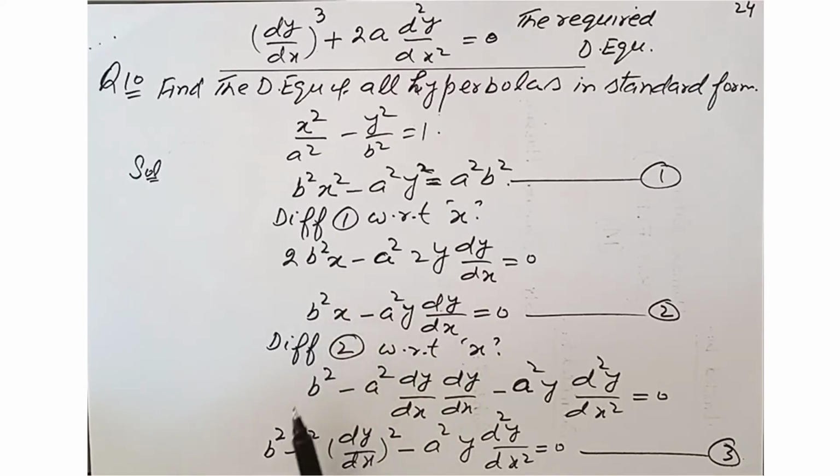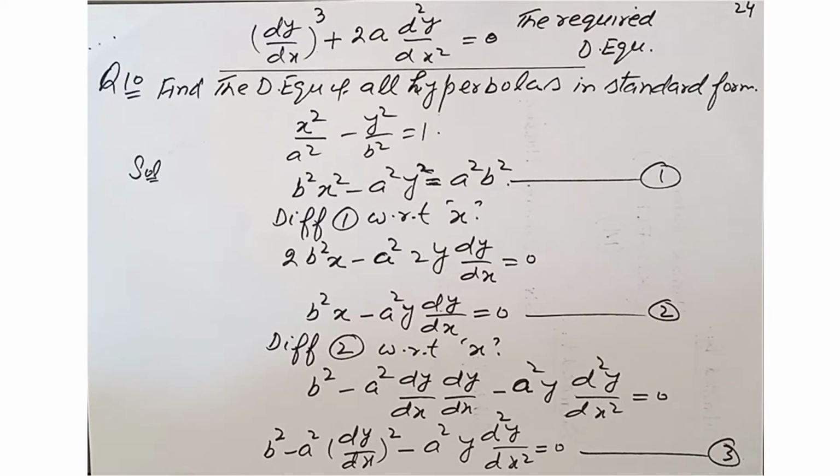Now again differentiate equation number 2 with respect to x. Derivative of b square x is b square, because b square is constant and derivative of x is 1. And by using the product rule here, derivative of y is dy by dx and this term same, and derivative of dy by dx is d2y by dx square and this term is same. Now dy by dx into dy by dx becomes dy by dx whole square, minus a square y d2y over dx square. This is equation number 3. This is equation number 1 and this is 2 and this is 3.